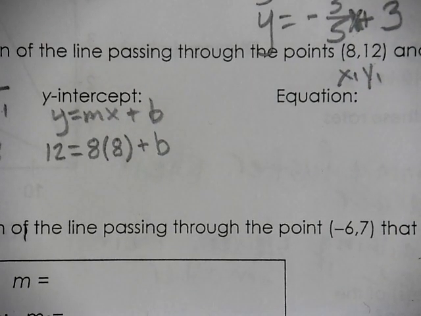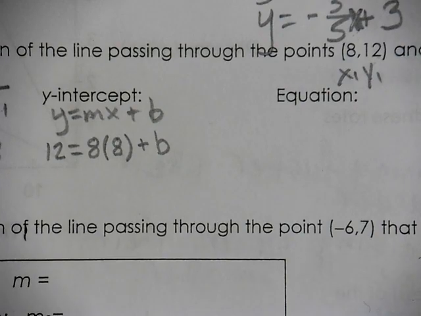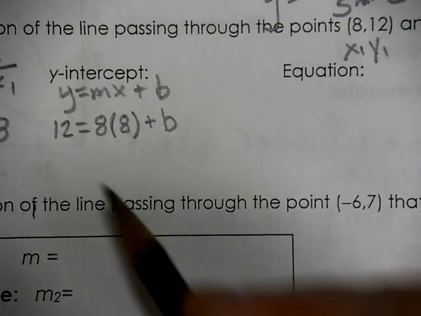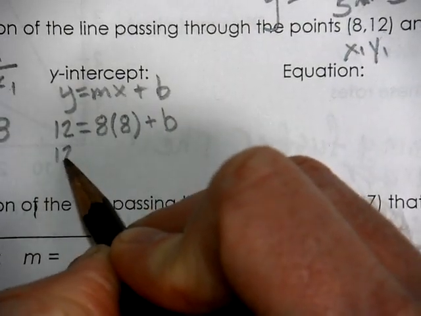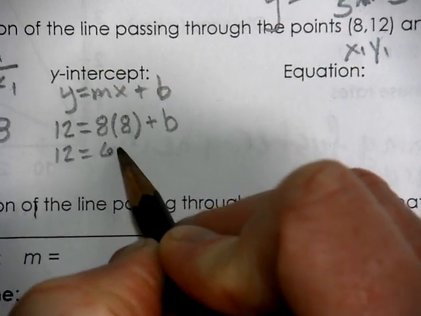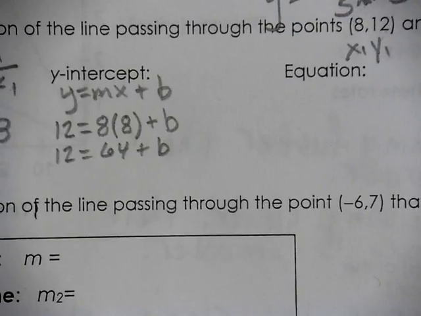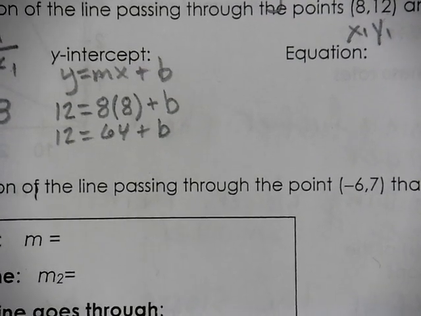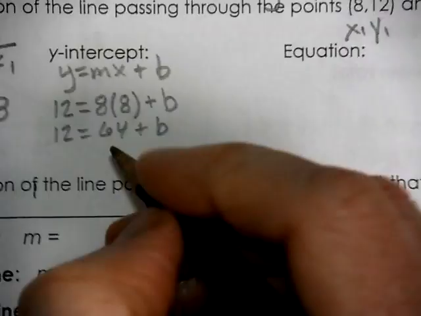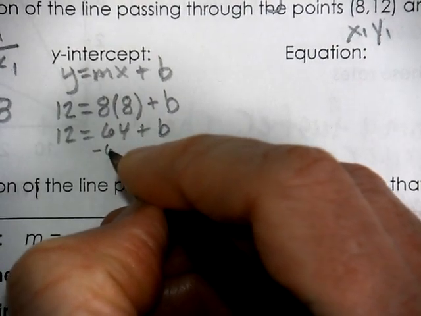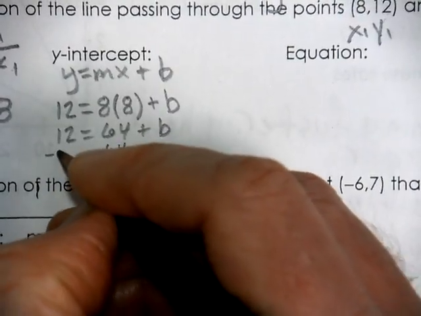So we don't know what the b value is. That's what we're trying to solve for. We have one equation and we have one unknown, so we can solve for the b. So this is 12, this is 64 plus b. For us to get the b by itself, we need to subtract the 64 to the other side of the equal sign.